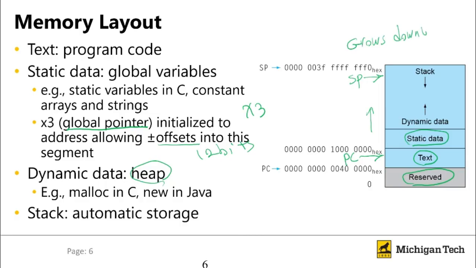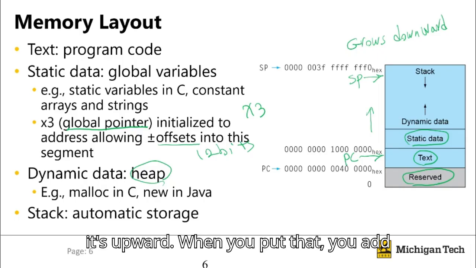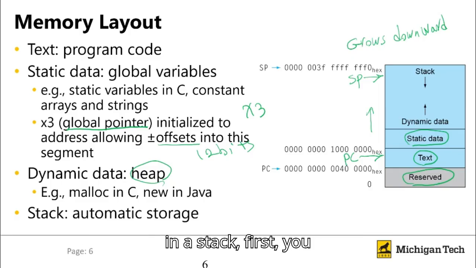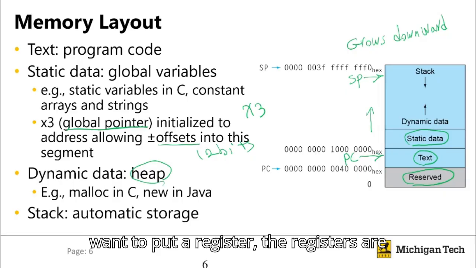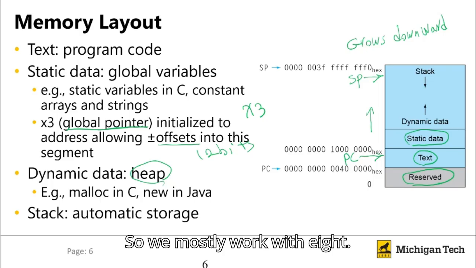So that's the interesting part. If you want to put something in a heap, it goes upward. When you put that, you add to the address. But when you put something in a stack, first you decrease the stack pointer. By how much? 8 most of the time, because we want to put a register, and registers are 8 bytes, 64 bits. So we mostly work with 8.